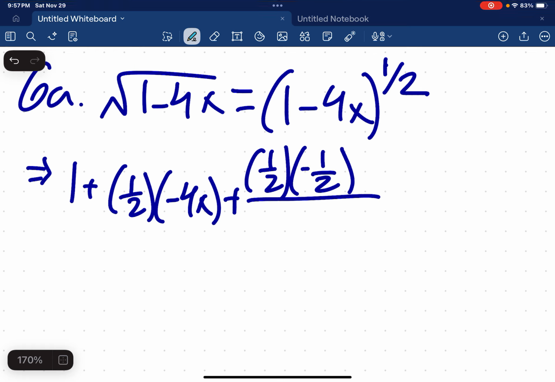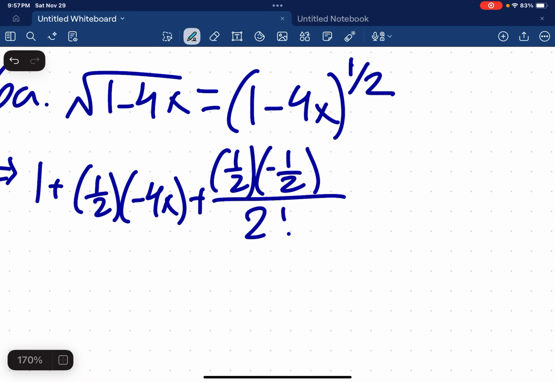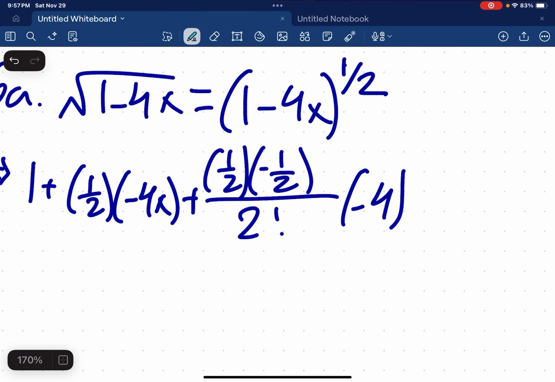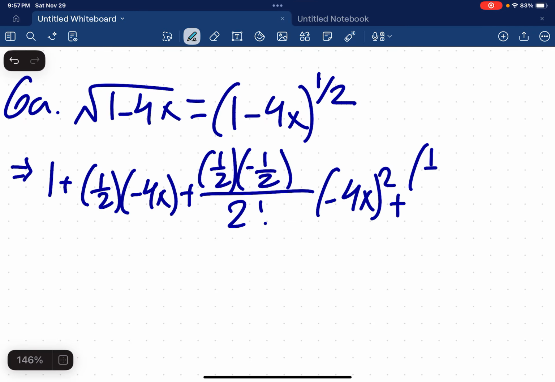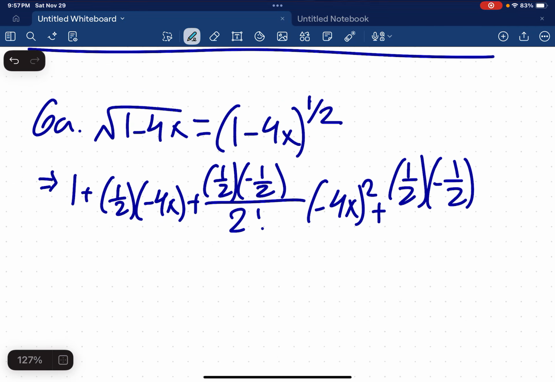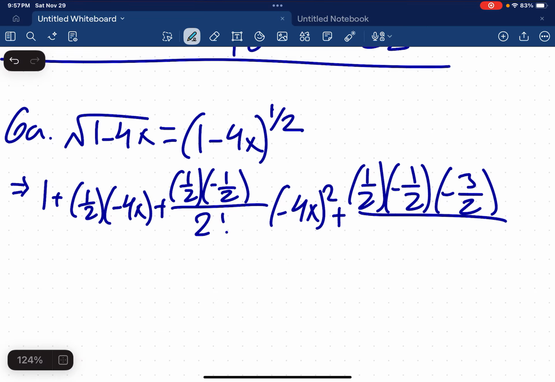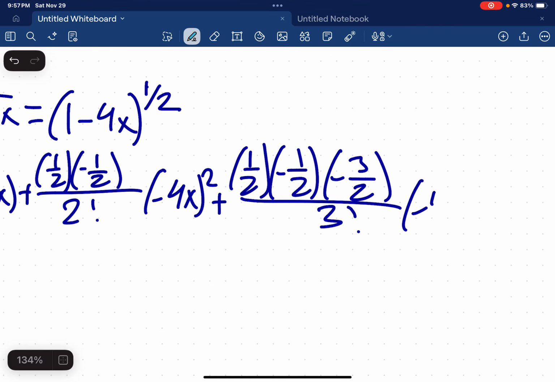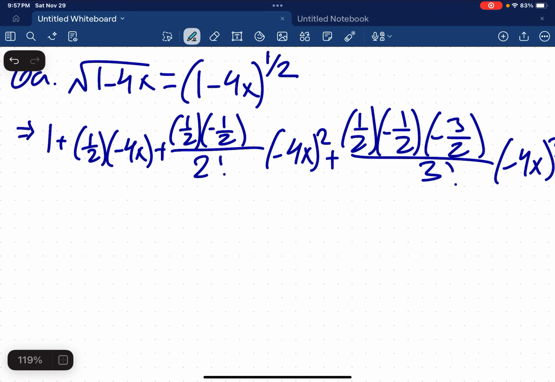Shoot, my headphones fell out for a second. Over 2 factorial, negative 4x squared, plus 1/2 negative 1/2 negative 3/2 over 3 factorial, negative 4x cubed. And that's just going to end up equaling 1 minus 2x minus 2x squared minus 4x cubed.